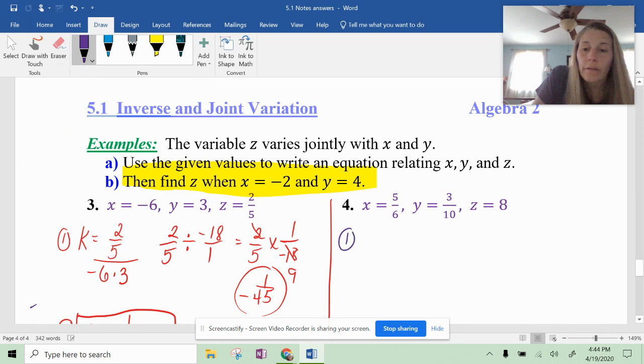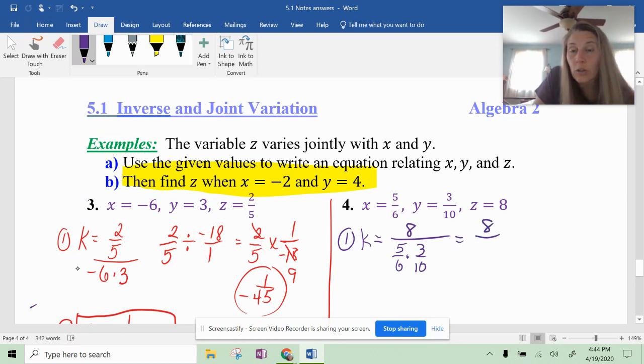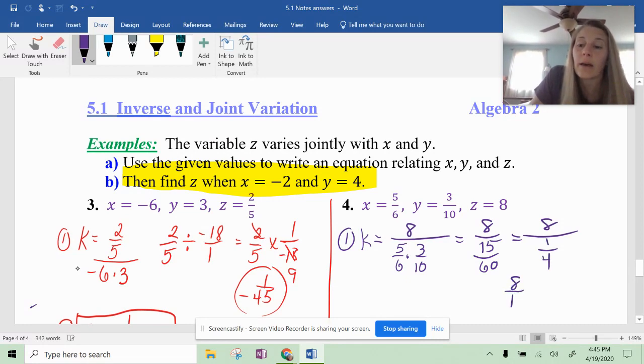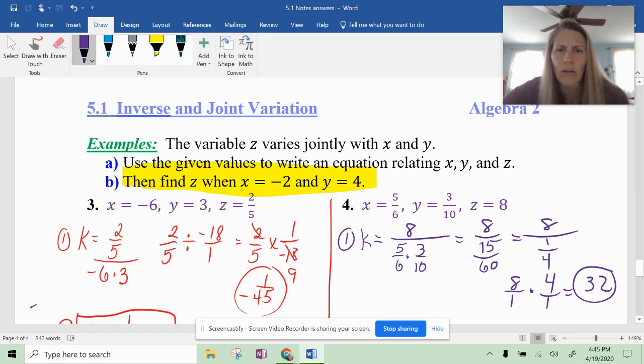So first thing, we're going to find that k value. So we're going to take the z, which is 8, and then we're going to multiply the x and the y. So 5/6 and 3/10. So remember, when you multiply fractions, you multiply the two numerators. So you're going to have 15/60, which of course that simplifies to 1/4. And then if I'm really doing 8 divided by 1/4, that's really 8 times 4/1, which gets me a k of 32. And again, you can check all that on your calculator.